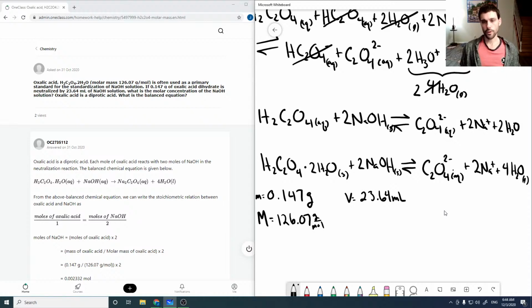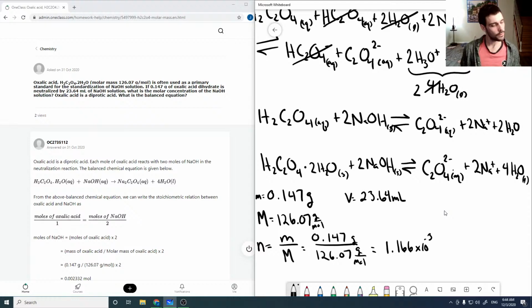So first we need to find the number of moles of our oxalic acid that we've added. So that would be the mass over the molar mass, which would be 0.147 grams over 126.07 grams per mole. And if we run this through our calculator, we get 1.166 times 10 to the minus 3 moles.